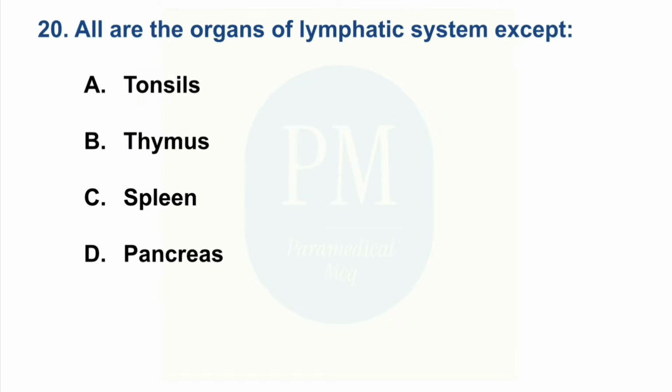All are the organs of lymphatic system except option A, tonsils, option B, thymus, option C, spleen, option D, pancreas. The correct option is option D, pancreas.